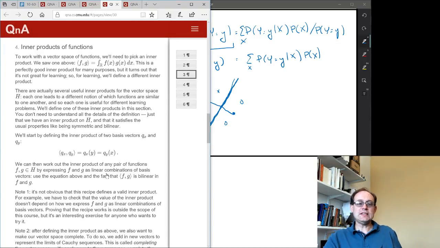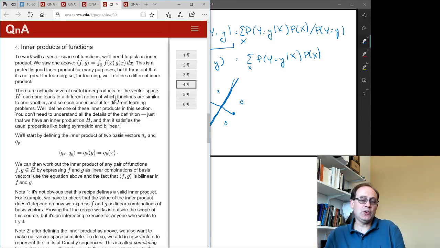And we can upgrade this vector space of functions now to an inner product space. So we saw an inner product between functions before. The inner product between f and g was the integral over all of R of f of x times g of x.